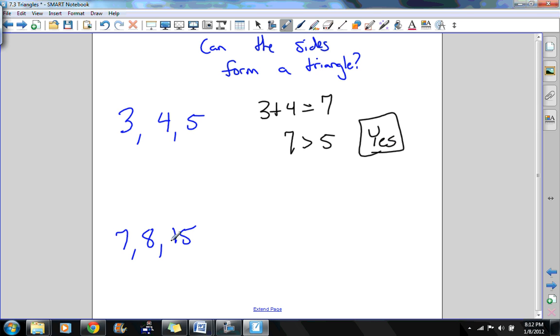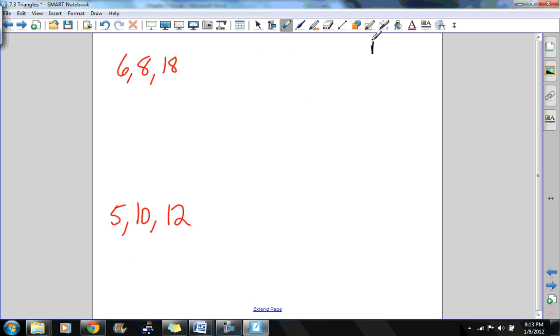But now here we have 7 and 8. And if we added these together, we would get 15. But 15 is not bigger than 15. Therefore, this cannot create a triangle. It has to be bigger, not equal to. Alrighty? So I'd like you to pause the video here and ask yourself, can these create a triangle? So add the two smaller sides up, see if it's greater, and then I'll come back and show you.